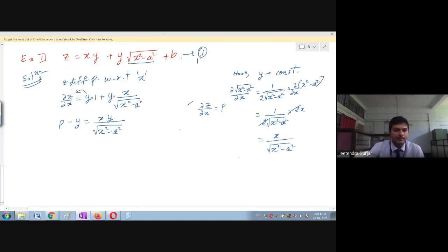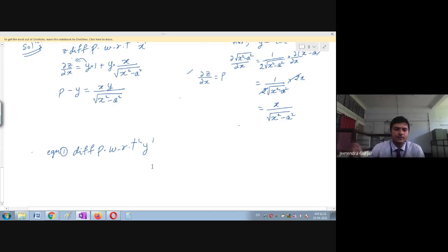Okay, now you see the next step. What is the next step? Step 2. Equation 1 or z you can take, differentiate partially with respect to y. Is it clear? So now I will differentiate with respect to y. So what do you get here? Dou z upon dou y. What is dou z upon dou y? It is nothing but differentiating partially with respect to y. This is the meaning.